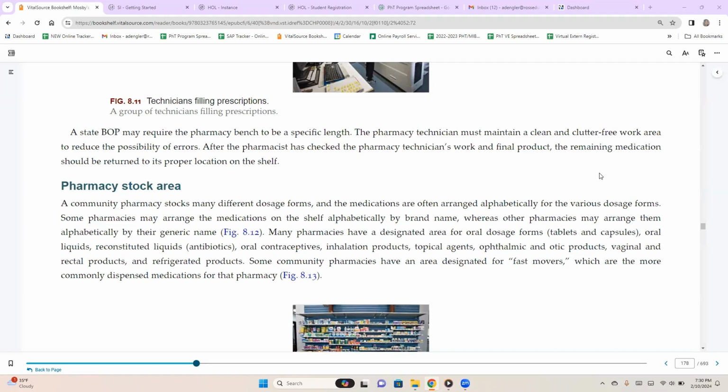The state BOP may require the pharmacy bench to be a specific length. The pharmacy technician must maintain a clean and clutter-free work area to reduce the possibility of errors.